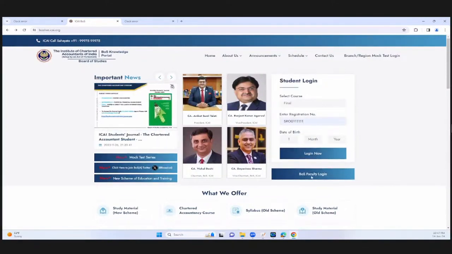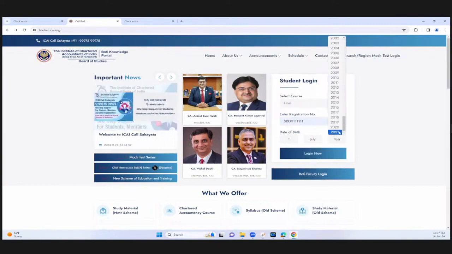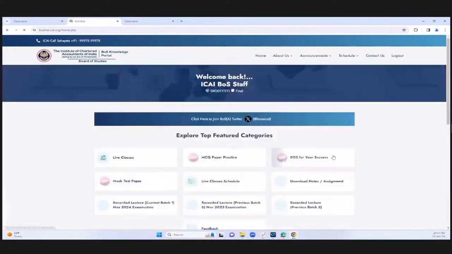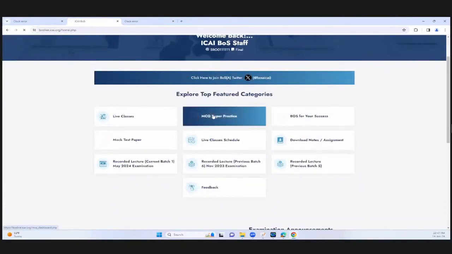If you look at the BOS knowledge portal, there is a login where you have to log in with your registration number and your date of birth. You will find this particular window open, and in this window you will find the MCQ practice portal. This window is where MCQs are uploaded for every subject. Just open that. It's not opening, maybe some proxy issue.